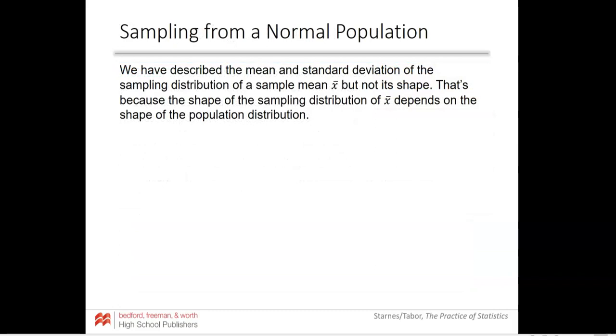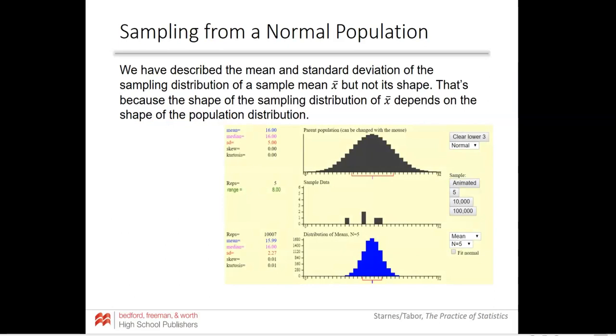We haven't described its shape. So we have talked about this with proportions, but means are a little bit different on this. So the first thing you need to know is that if you have a population, that top graph there looks approximately normal, and you take a sample, really of any sample size there, if the population is normal, the sample is going to be approximately normal as well.